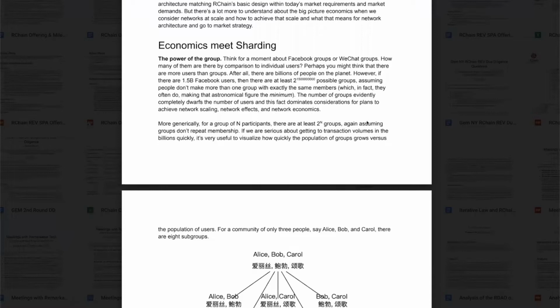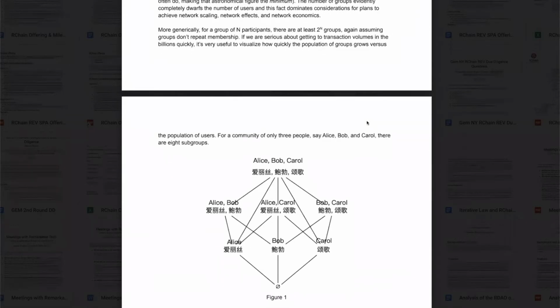Right. So if there are 1.5 billion Facebook users, there are 2 to the 1.5 billion possible groups. Now that's assuming that people don't make more than one group with exactly the same members. In fact, they do often do that. So that astronomical number of possible groups is the minimum number of groups, right? So think about that. If you have a flat community of N participants, there are 2 to the N groups, right?